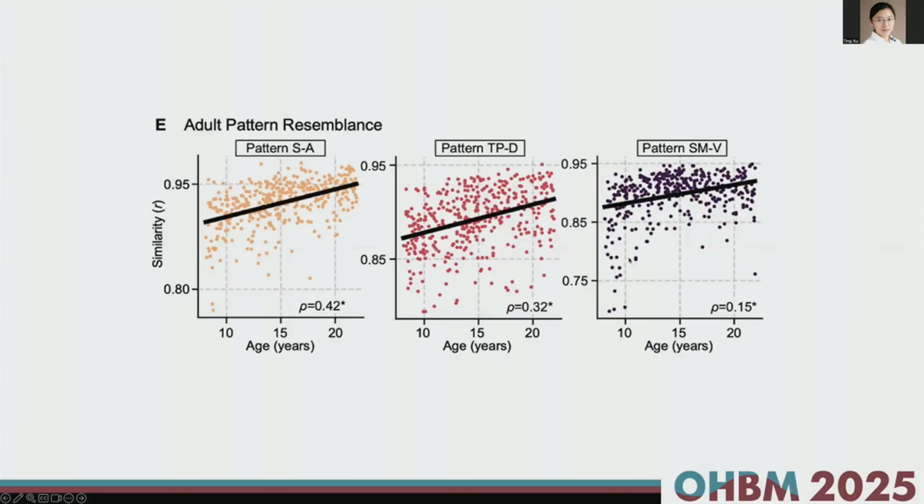Now let's take a look at how these dynamic patterns change from childhood to adolescence. We measure the similarity between each individual's dynamic patterns and the adult reference. Starting as early as age 8, most children already show high similarity to the adult pattern, with similarity scores over 0.8 across all patterns. More importantly, the similarity increases with age for all three patterns, suggesting a progressive refinement of the functional dynamics over this period. The brain's spatial temporal pattern becomes more and more like adults, reflecting this ongoing maturation.